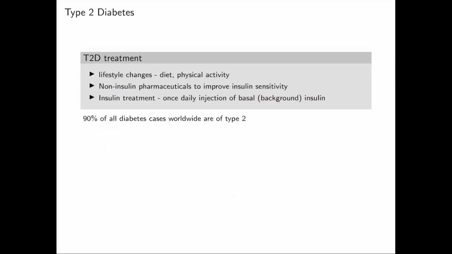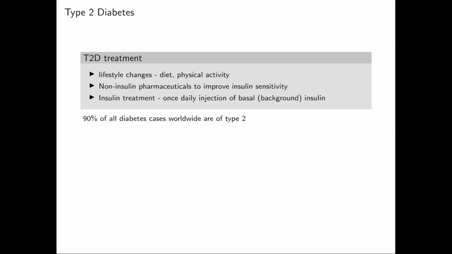Type 2 diabetes, on the other hand, is caused mainly due to insulin resistance. And the standard treatment procedure for type 2 diabetes commences with changes to lifestyle such as diet and physical activity, and this may be accompanied by the use of non-insulin pharmaceuticals such as metformin to improve the insulin sensitivity.